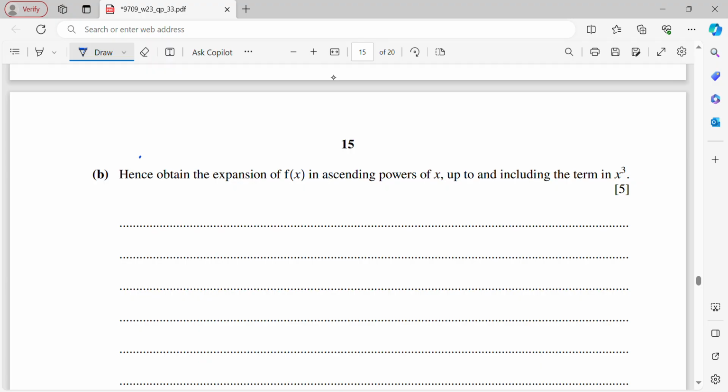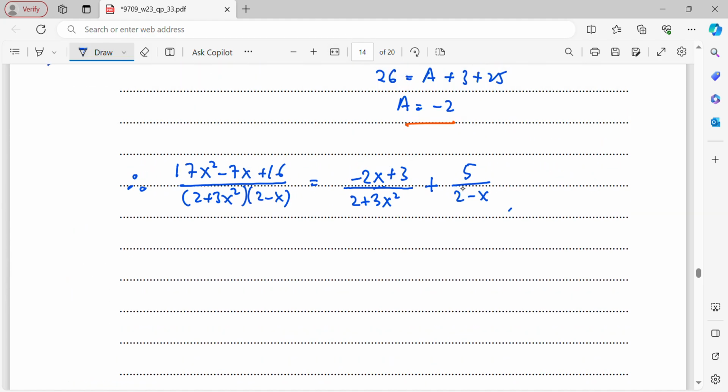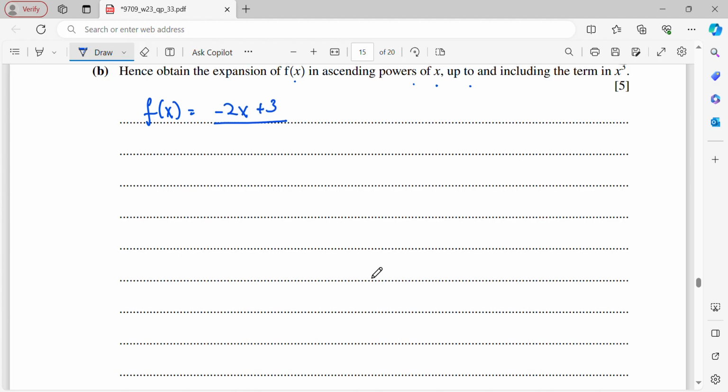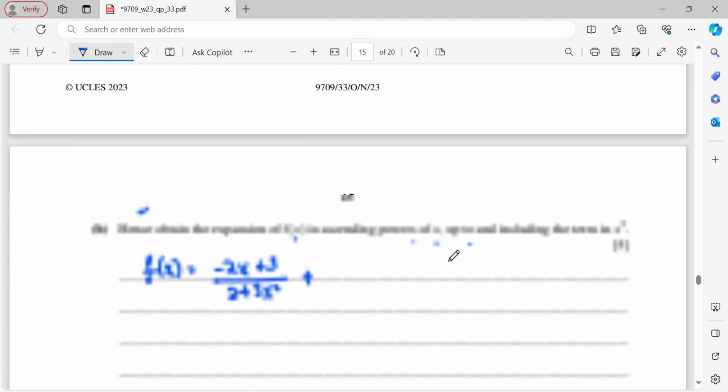Plus b. Hence, obtain the expansion of f(x) in ascending powers of x up to and including the term in x cubed. So now to do the expansion, I need to use back these two terms. Okay, so I will have to write f(x) equals negative 2x plus 3 over 2 plus 3x squared, then plus 5 over 2 minus x.